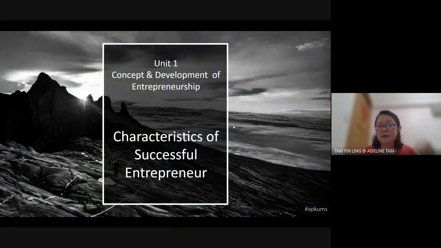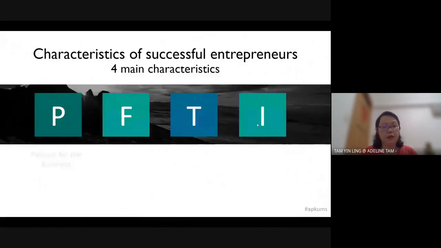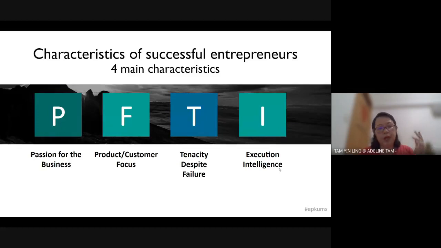So what are the characteristics of these entrepreneurs? There are many example entrepreneurs in the world that you might know. For example, Jack Ma, and Tony Fernandez. All these are entrepreneurs. What are the important characteristics? In simple terms, we have four most important. They have more than that, but these are the four most important.